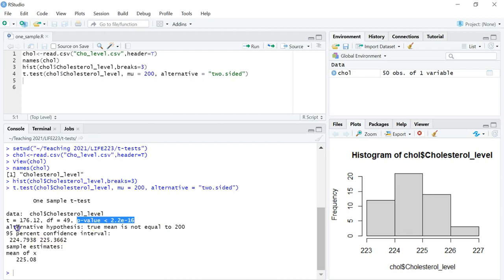Our alternative hypothesis that I talked about before is that the true mean is not equal to 200. And it actually gives us a sample estimate of the mean. So it's telling us that the mean of those patients is actually 225. So that's a lot higher than that 200. So in the case of these patients, compared to that known mean that we're looking at, it's a lot higher. So their cholesterol levels were a lot higher. And that is a one sample t-test in R.